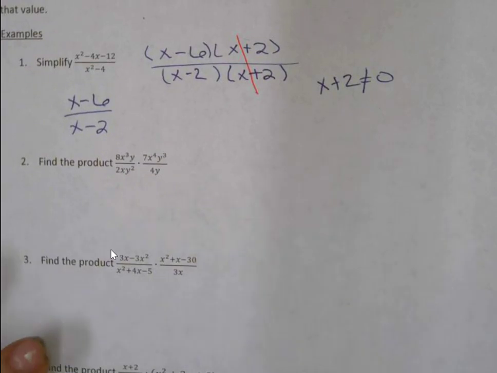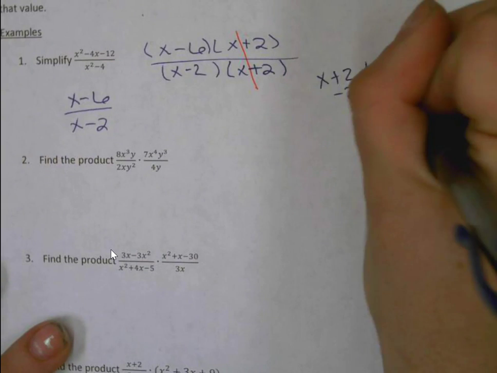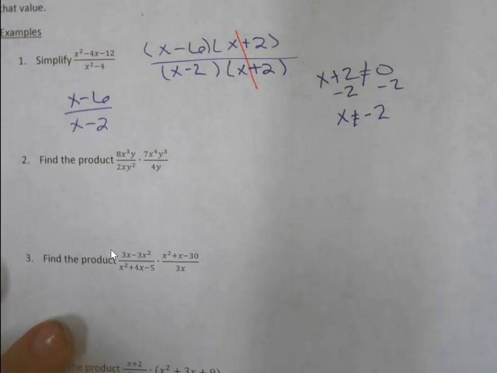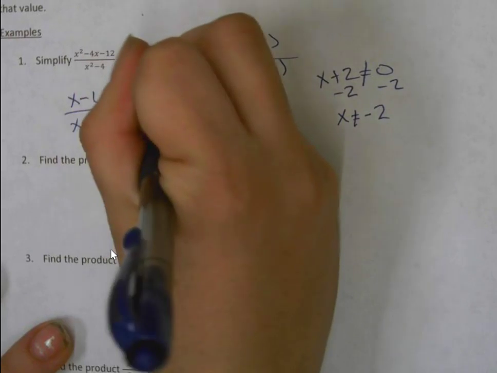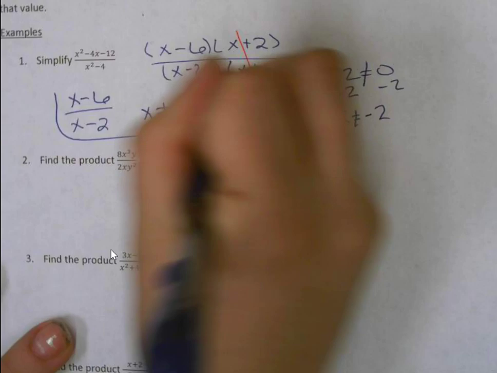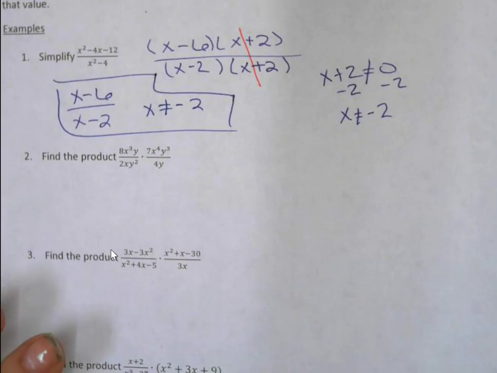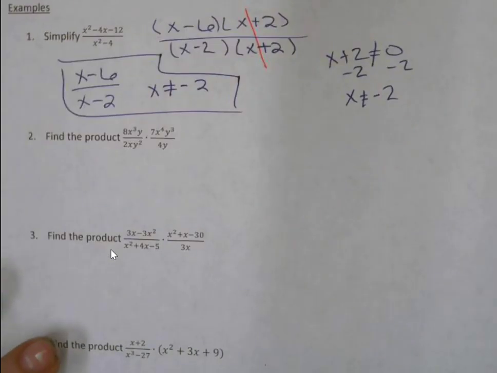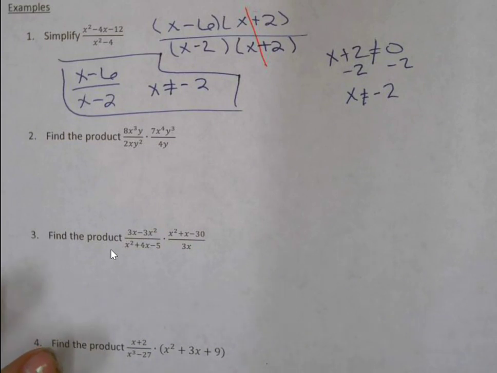Okay. So then I solve for x. I subtract 2 on both sides. X can't equal negative 2. So part of my answer is going to be x can't equal negative 2. Questions on number 1? That's it for number 1.